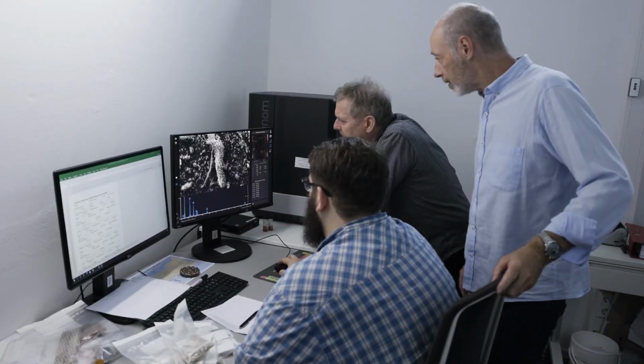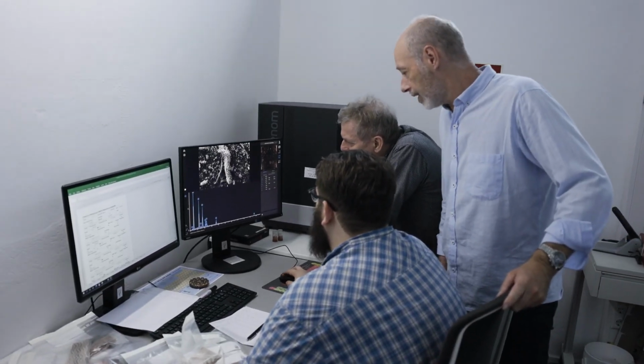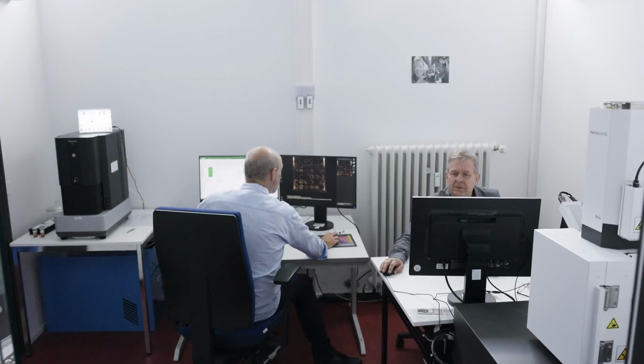Preventing people from diseases which are caused by asbestos is a very, very large motivation for me and for our team. Sometimes they cry of happiness if we tell them that their materials don't contain asbestos. It's a very good moment.